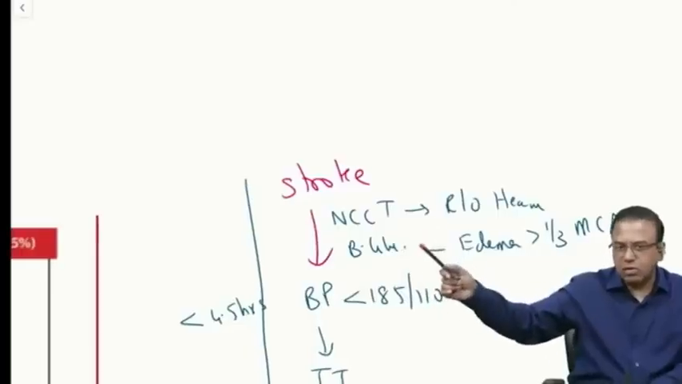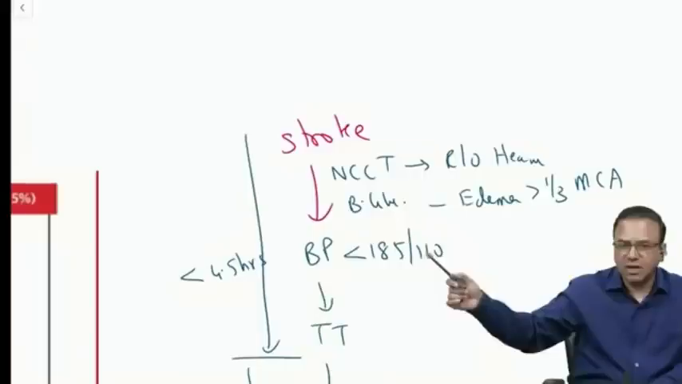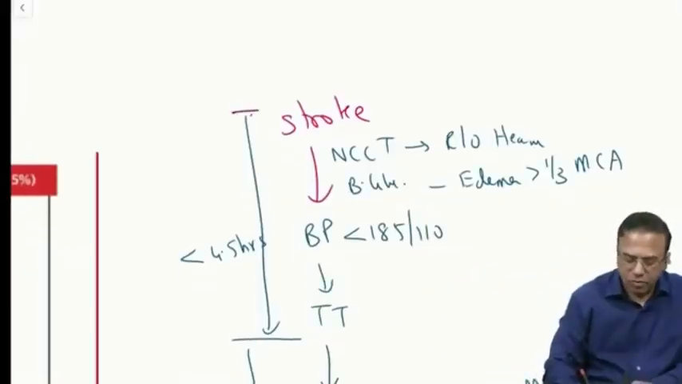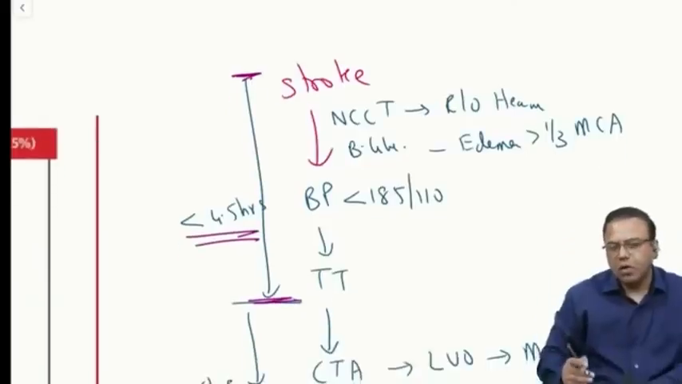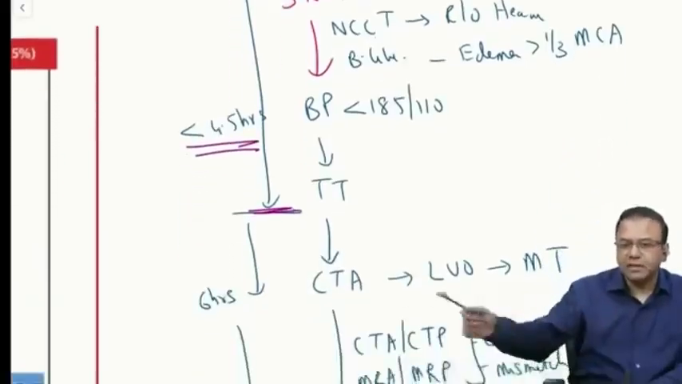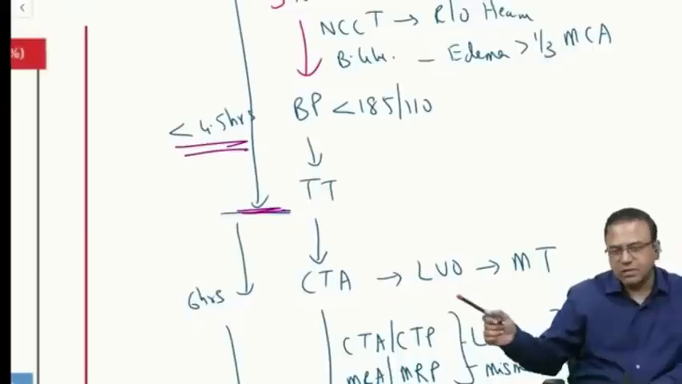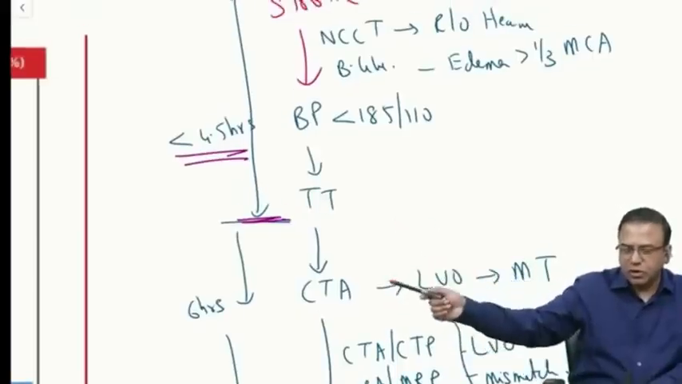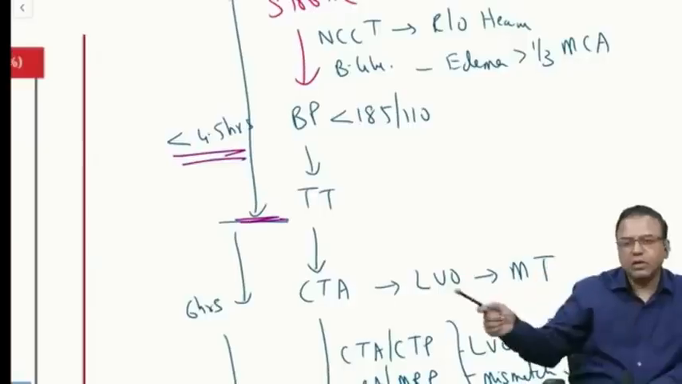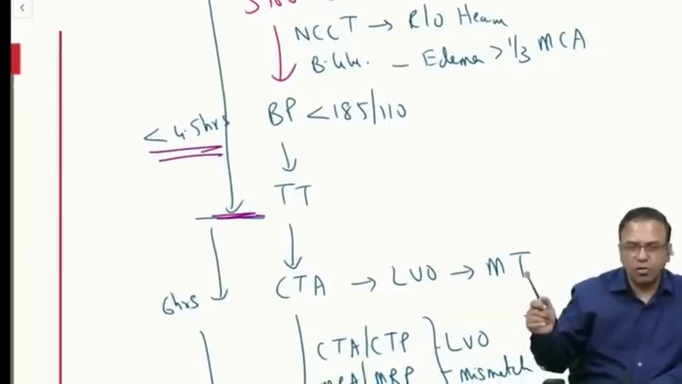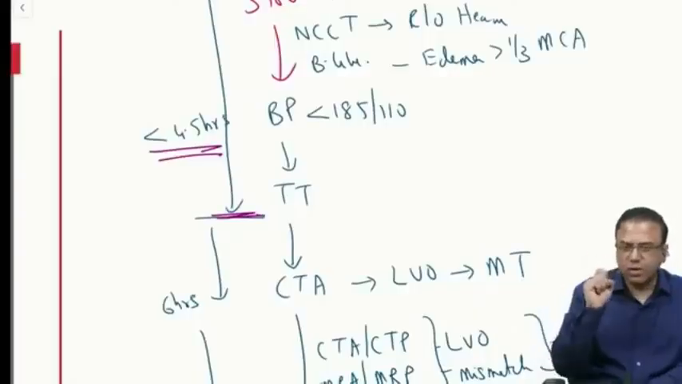Once these two are ruled out, then you focus on the BP, get the BP down below 185/110 and give thrombolytic therapy. Important point is, from onset of stroke till thrombolytic therapy, the duration is less than 4.5 hours. Once you have given thrombolytic, if the CT angio still shows large vessel occlusion, that patient should go for mechanical thrombectomy. This patient is going to the cath lab, and physically you're going to remove the clot.